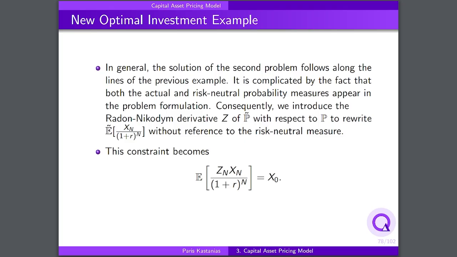So in general, the solution of the second problem follows along the lines of the previous example. It's complicated by the fact that both the actual and risk-neutral probability measures appear in the problem formulation. Consequently, we introduce the Radon-Nikodym derivative Z, P tilde with respect to P, and rewrite the risk-neutral expectation without reference to the risk-neutral measure. This constraint becomes the expectation of Zn xn divided by 1 plus r to the power of big N is equal to x0.